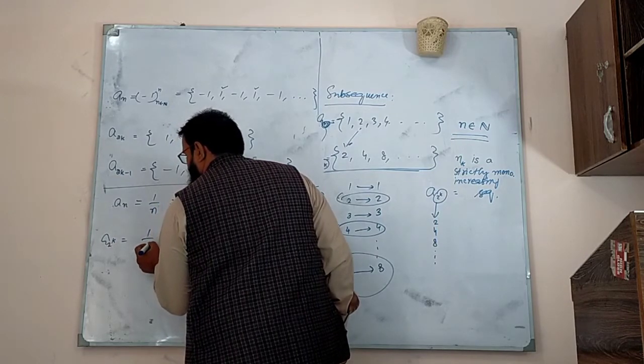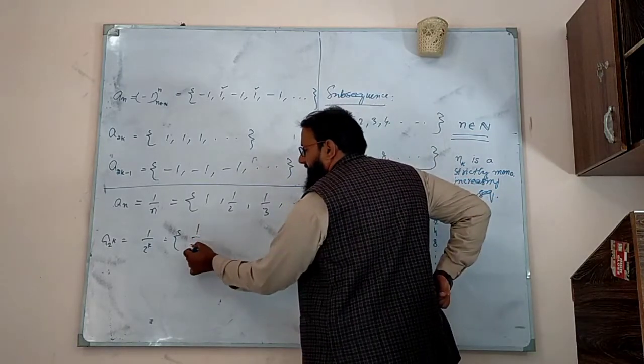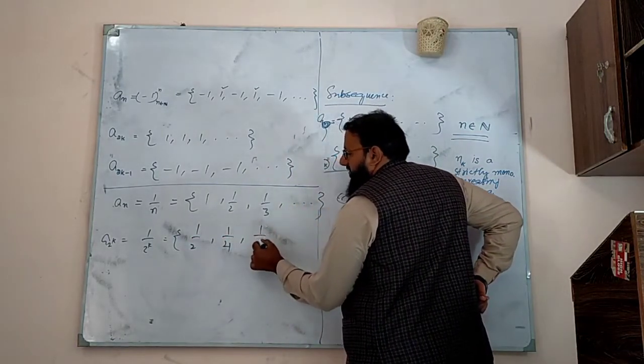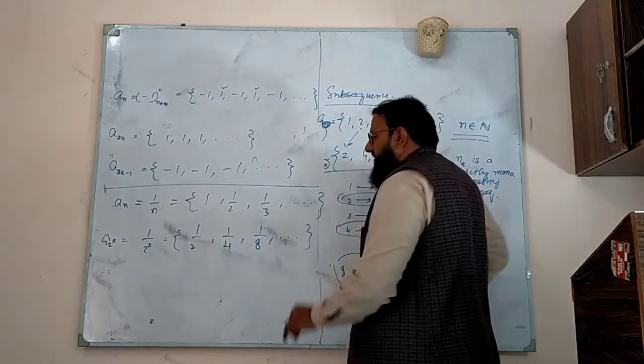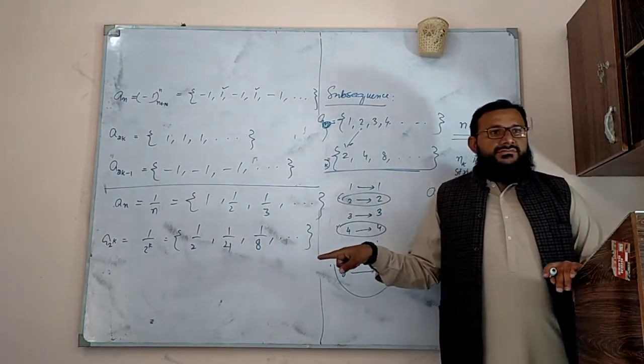Now I take 2 power k, all even terms. It means I take 1 upon 2, so half, 1 upon 4, 1 upon 8. Is this convergent? Convergent to 0?